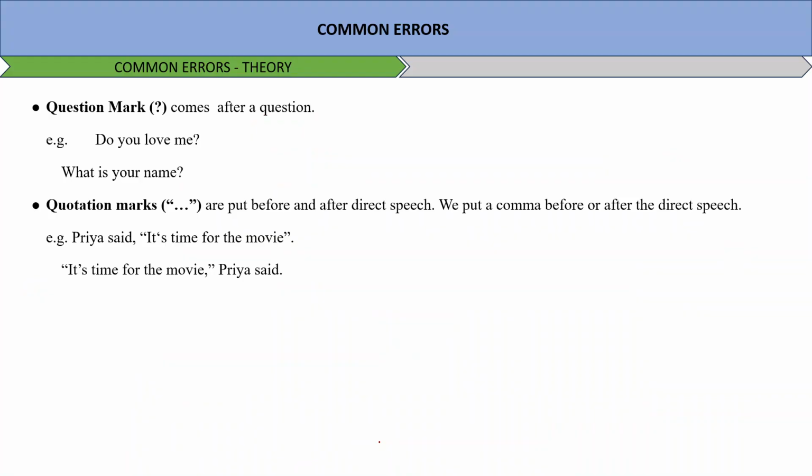Moving on. Where do we use a question mark? To definitely question something. Do you love me? What is your name? Etc. It comes after a question. Quotation marks. These quotation marks are put before and after direct speech. We put a comma before or after the direct speech. Priya said, "It's time for the movie." "It's time for the movie," Priya said, right? So, that is the importance of these things.